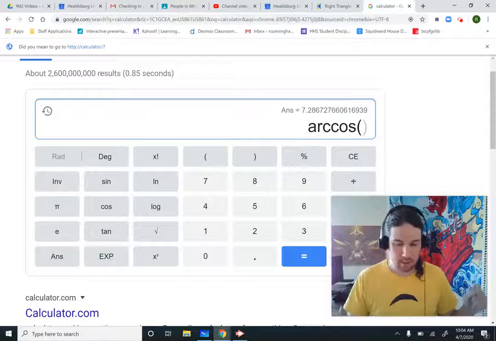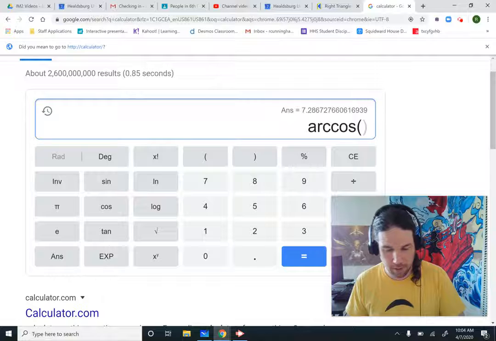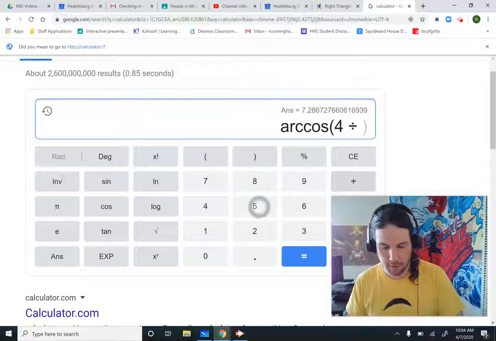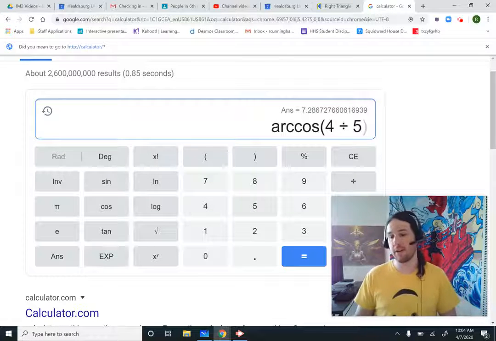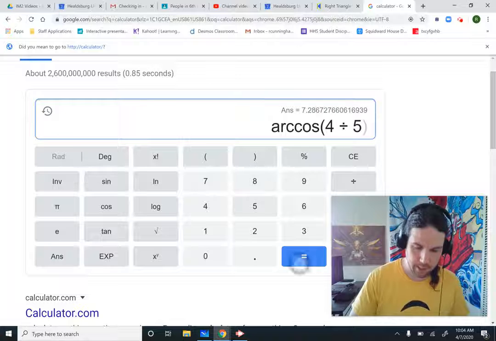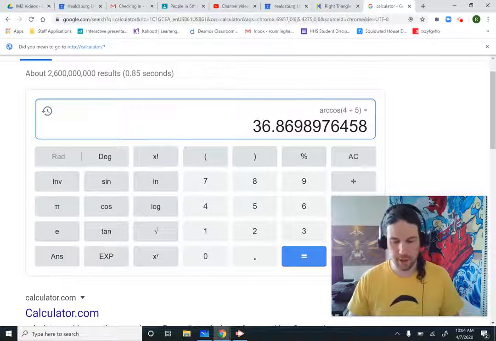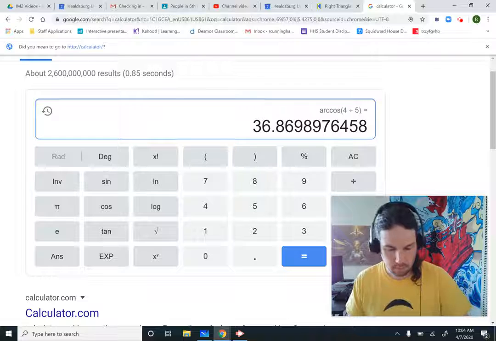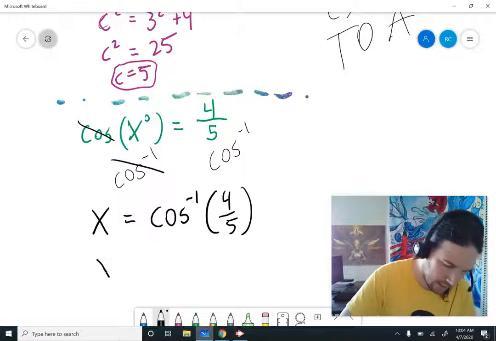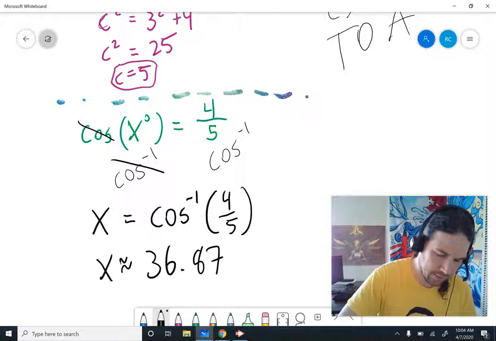So we get arc cosine of, I believe it was 4/5. Remember that over just means divided by. And I hit equals. 36.87 degrees. X is about 36.87 degrees.